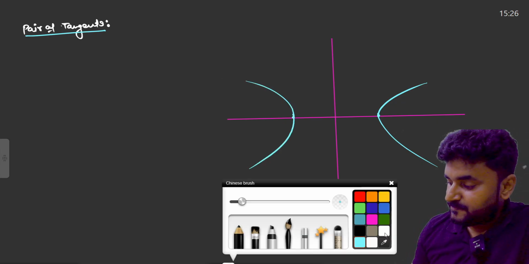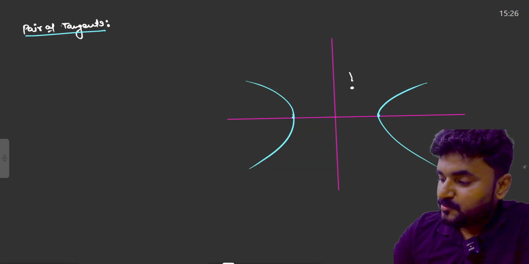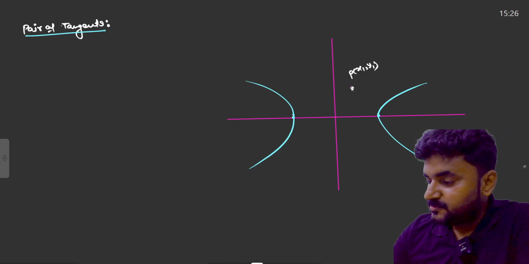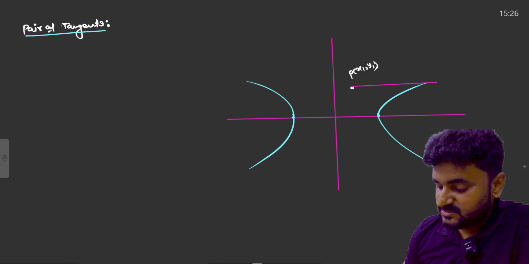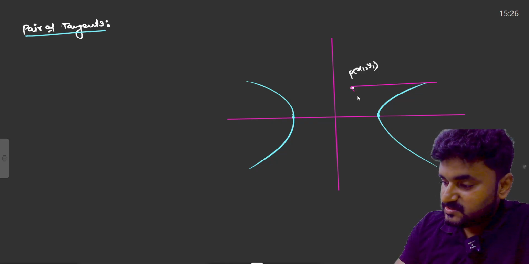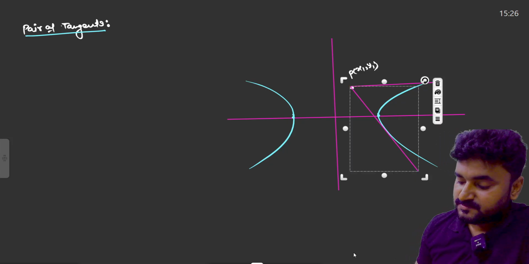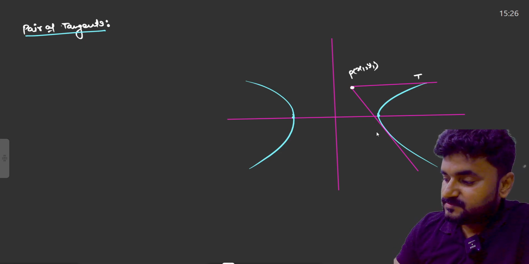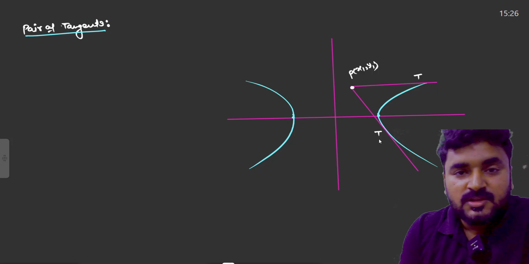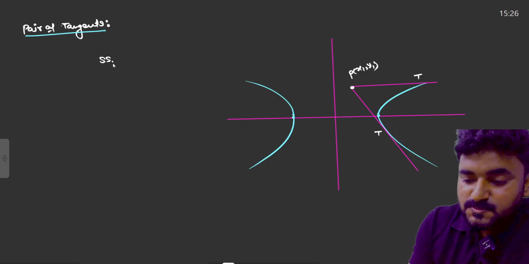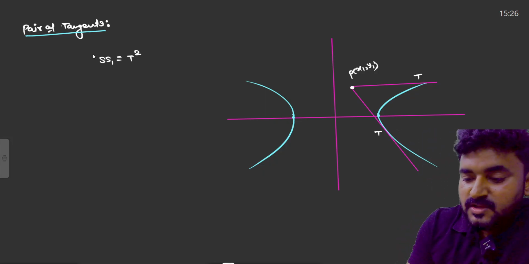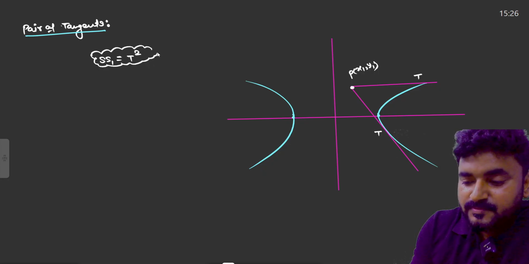Suppose this is any point P (x1, y1) and I want to draw two tangents. Suppose this is the first tangent and this is your second tangent. Now if you want to find the pair of tangents, these two together, you know S1 equals T square. This is the pair of tangents equation, and you have done this for the circle.